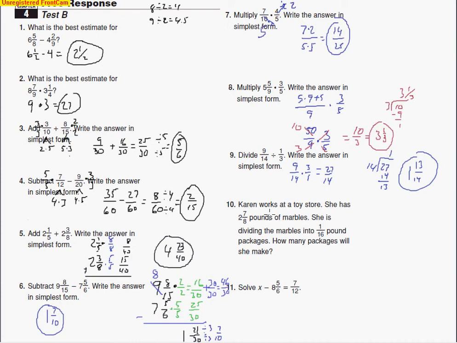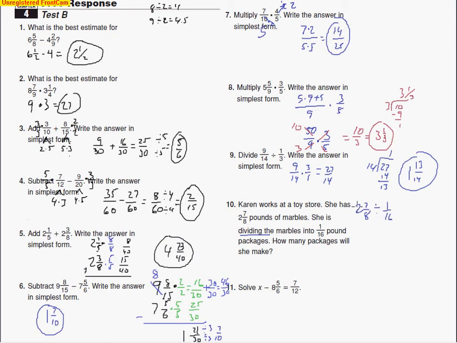Number 10, it says Karen works at a toy store. She has 2 7/8 pounds of marbles. She is dividing the marbles into 1/16 pound packages. How many packages will she have? Well, the word divides means that we're going to end up dividing. We're dividing 2 7/8 by 1/16.